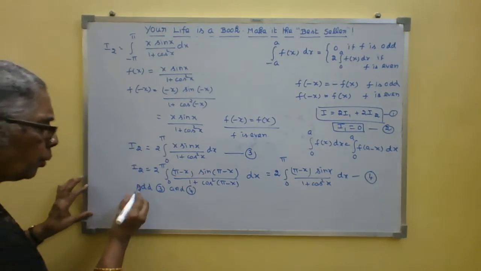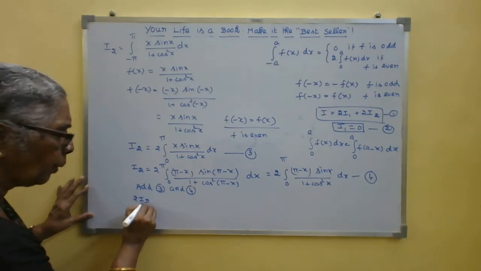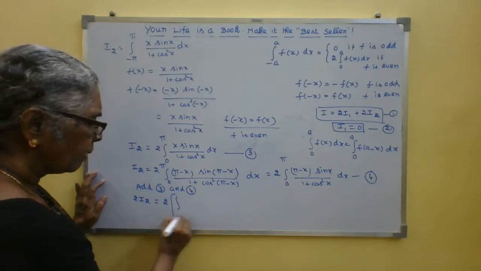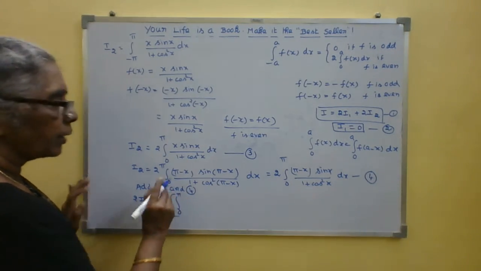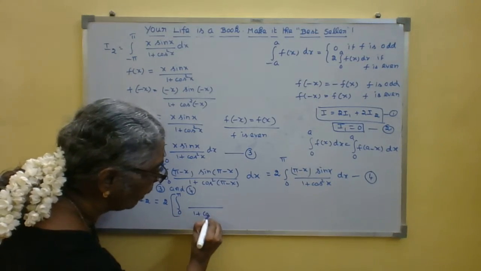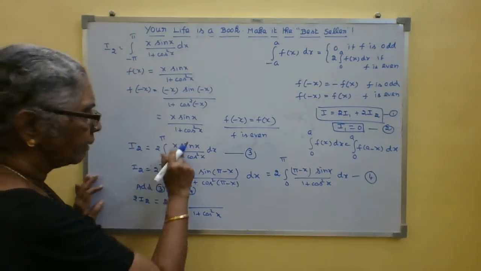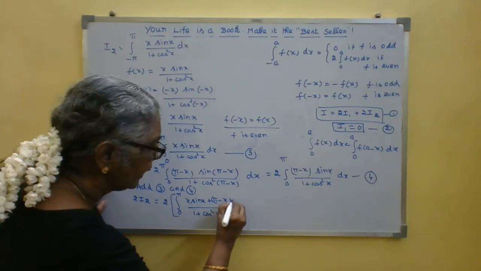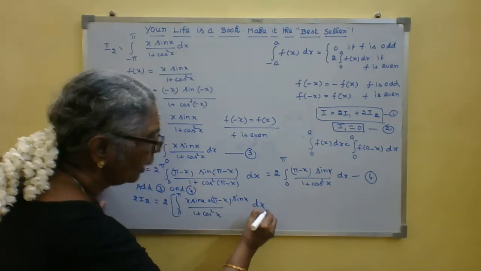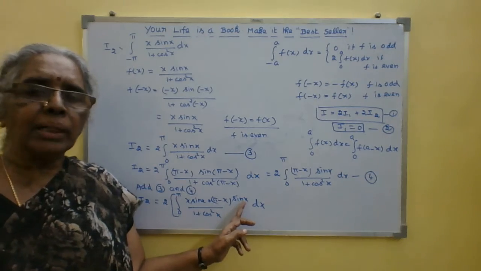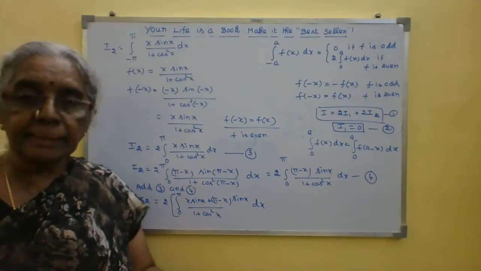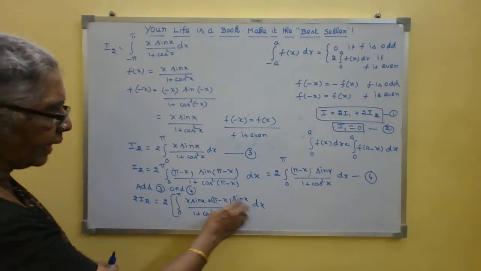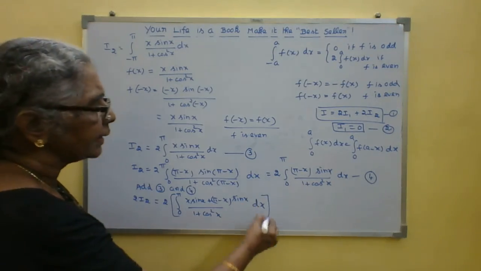So now here, adding the I2s, you will be getting 2I2 is equal to, here 2 is common. Then you write within integral 0 to pi, the denominator is the same, so let me write it 1 plus cos squared x, right? Coming to the numerator, here I have got x sin x. Here I have got pi minus x sin x dx. Okay. Now, if you expand it, what will happen? The x sin x and minus x sin x will get cancelled, and you will be just getting pi sin x by 1 plus cos squared x dx.